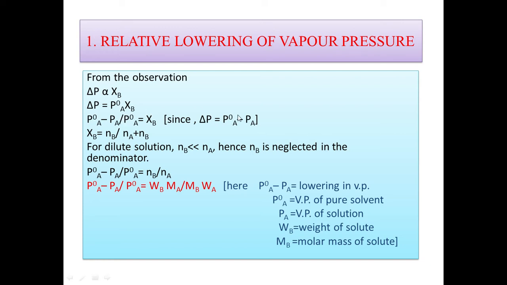So what we got? (P naught A minus P A) upon P naught A is equal to XB. We extend this XB, then what we got? We got a final formula here. So various numericals can be formed from this formula. We'll talk about it in our next lecture.